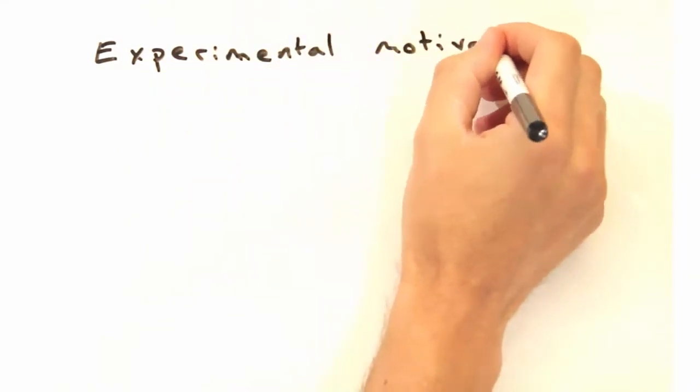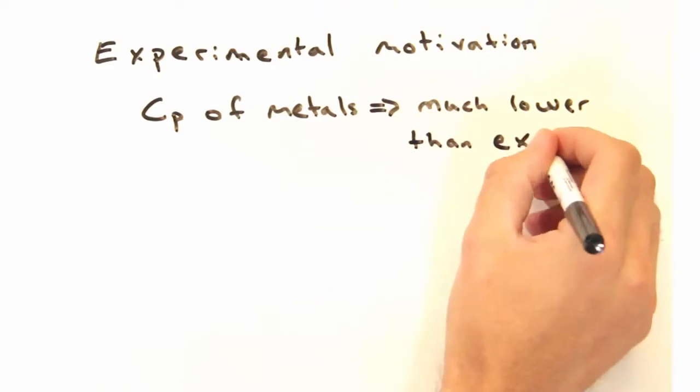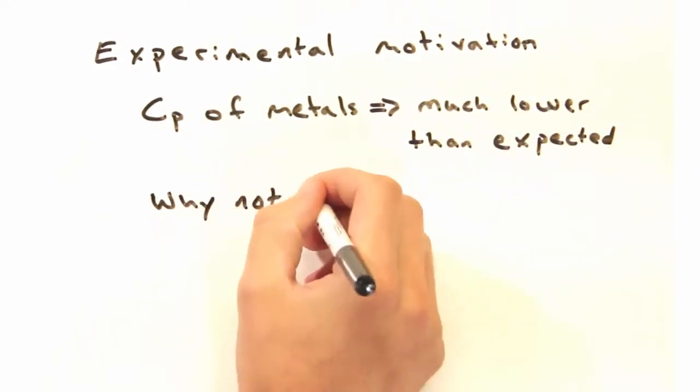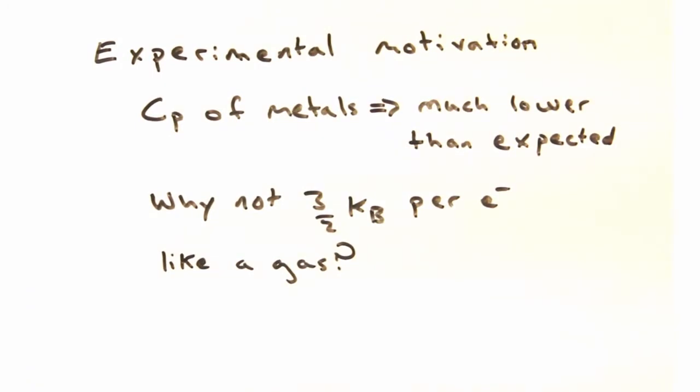Today's video is motivated by experiment for those more applied folks out there. Back when the heat capacity of metals was first measured, the results were quite a bit lower than what was expected. So the question today is, why is the electronic heat capacity of metals so low?